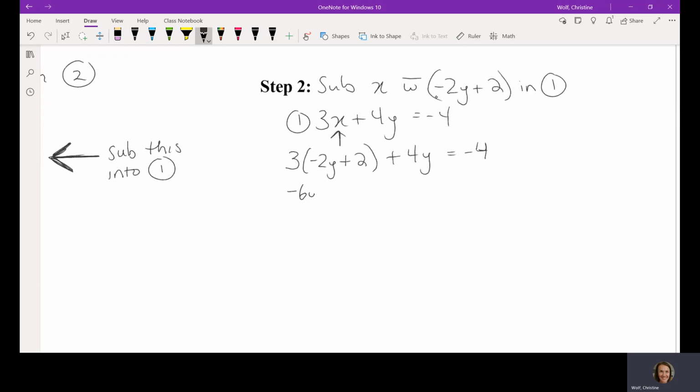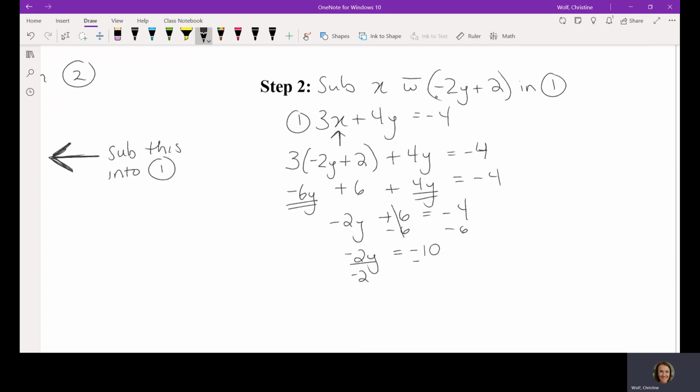So it becomes -6y plus 6 plus 4y equals -4. I'm going to simplify these because they're on the same side. So -6 plus 4 is -2y. Then I still have plus 6 equals -4. I'm going to subtract this 6 from both sides so that -2y is now by itself. And on the right-hand side, I have -4 take away 6, so -10.